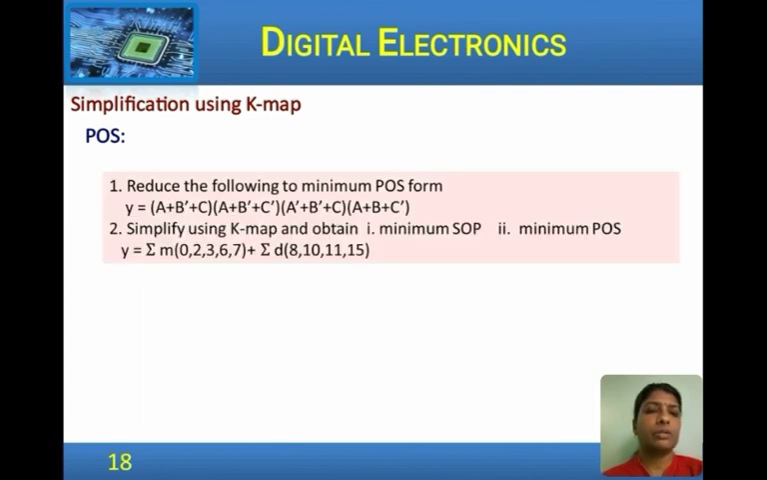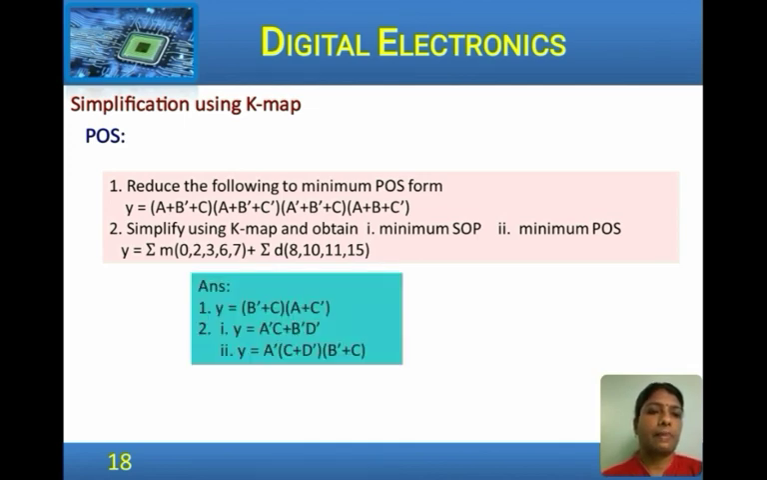Pause the video, solve the problems. For the second problem, simplify using K-map and obtain the minimum SOP and POS. First get the SOP by drawing the K-map and grouping all the ones. Next group all the zeros and then complement and write it as product term, we get the POS.